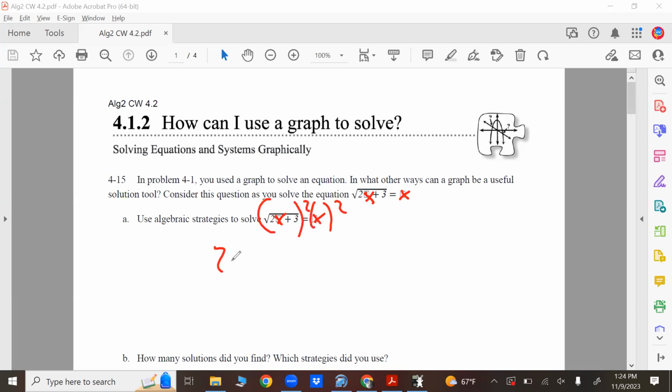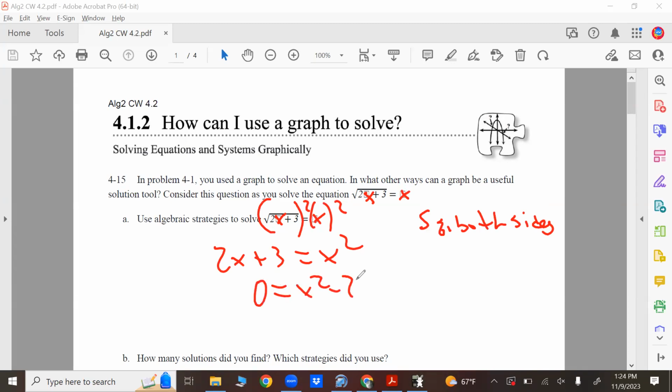So the radical goes away on the left side, and the right side becomes x squared. Okay, great. That's easy, right? We square both sides. After that, you have a bunch of terms, 2x plus 3 on the left side, x squared on the right side. What should I do next? Yep, I love it. Thank you, Pierce.